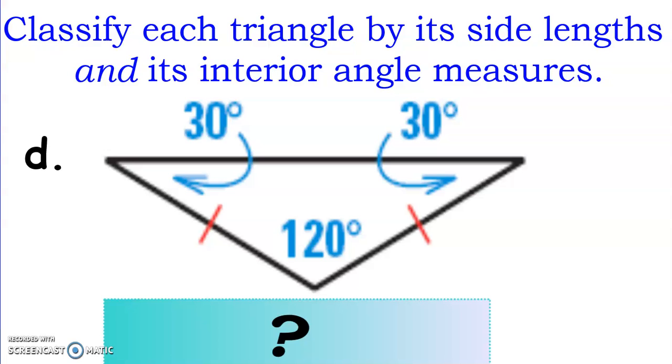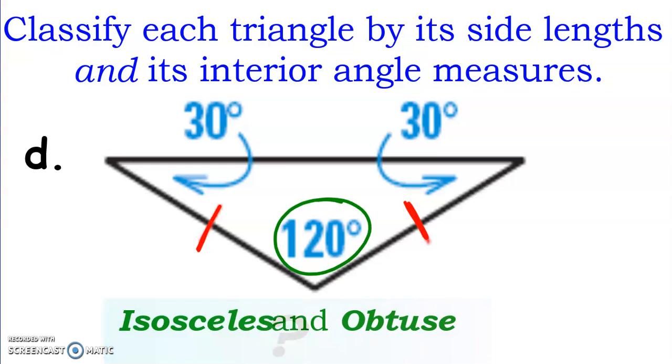Here we have 2 side lengths that are congruent, marked by these 2 tick marks. So this is an isosceles triangle, and we have 1 angle measure that's greater than 90, which is 120 degrees, so it's an obtuse triangle. So this is isosceles and obtuse.